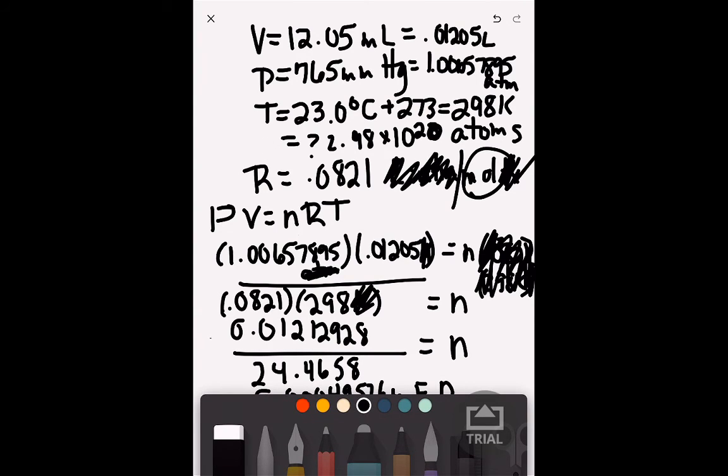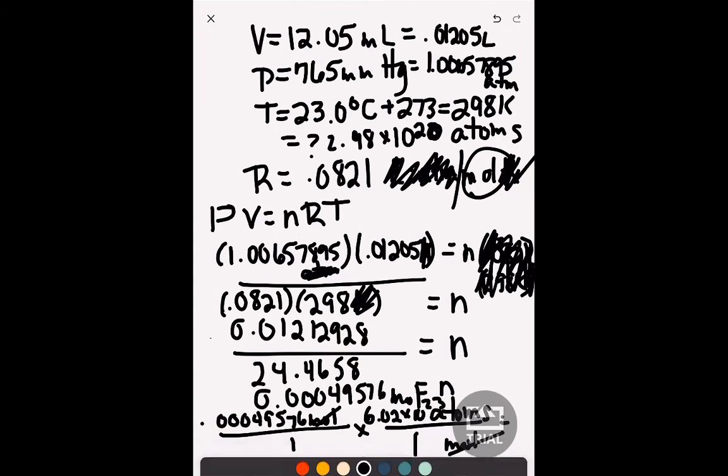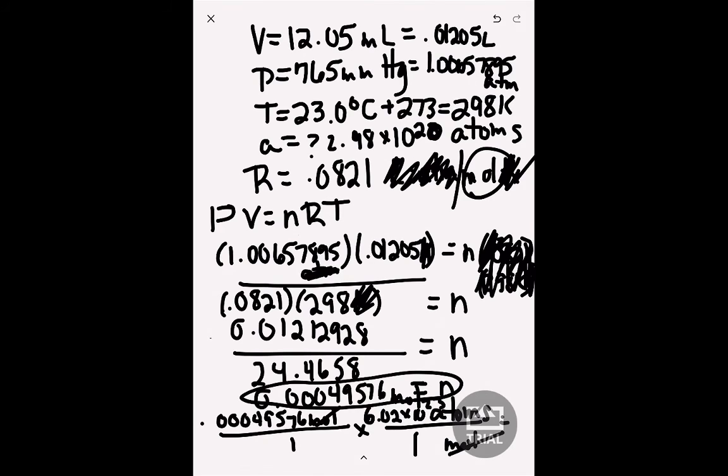So I'm going to erase that. This is actually our atoms. Okay, so our N was this. This was our N right here. But that's not what it asked me for. My final answer would be right here. Number of atoms. I took my 0.00049576, changed it to atoms by multiplying by 6.02 times 10 to the 23rd, and I got 2.98 times 10 to the 20 atoms. Okay?